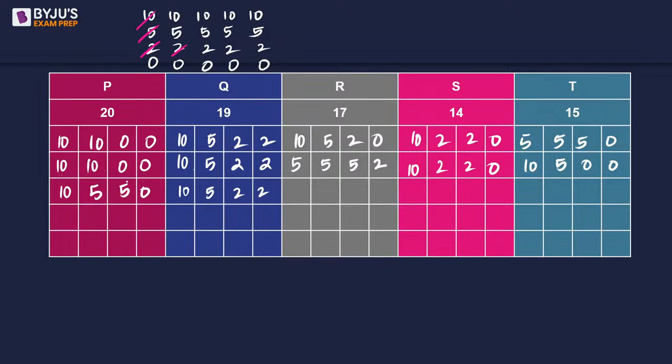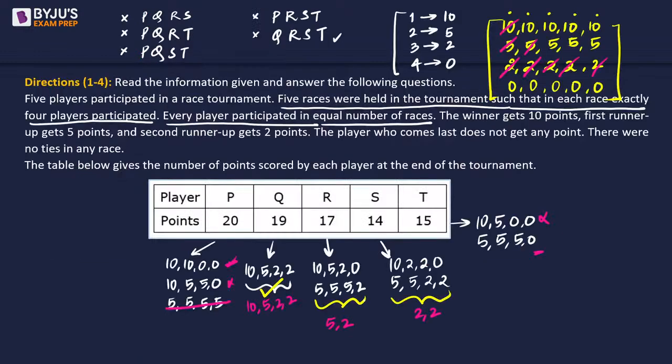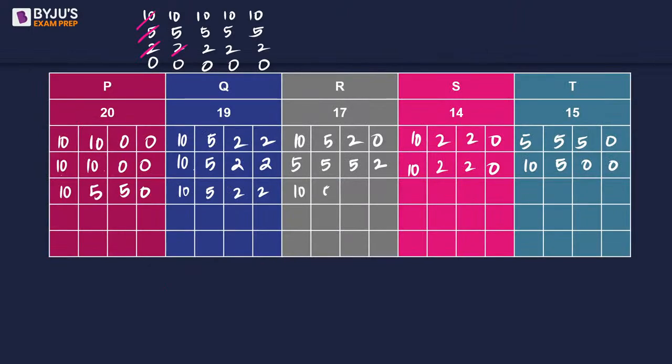Now 10 5 5 0. If we take 10 5 5 0, so we have 2 tens used and 3 5s. We need 2 more 5s. If we need 2 more 5s, we can't be taking 5 5 2 and 5 5 0. And we are pretty sure कि एक 5 10 5 2 0 of R से आ जाएगा और एक 5 10 5 0 0 of T से आएगा. So we will have 2 5s, single 5, 3 5, 4 5, 5 5s. So we are supposed to take 10 2 2 0 only. So this is going to be 10 5 2 0. This is going to be 10 2 2 0 and this is going to be 10 5 0 0.